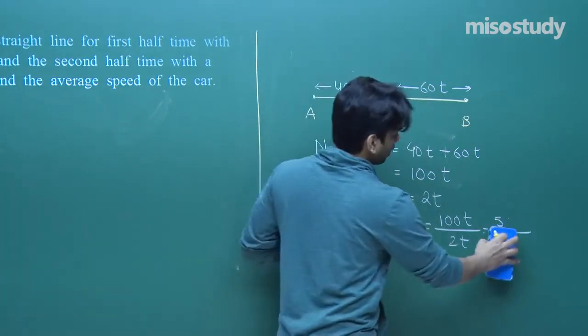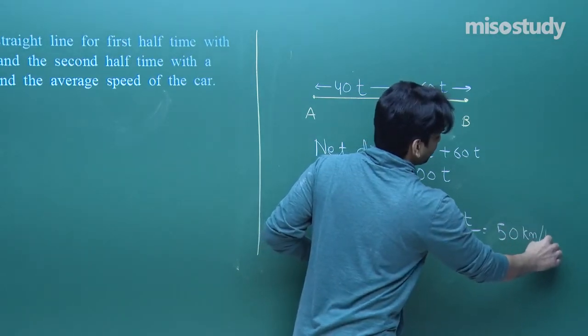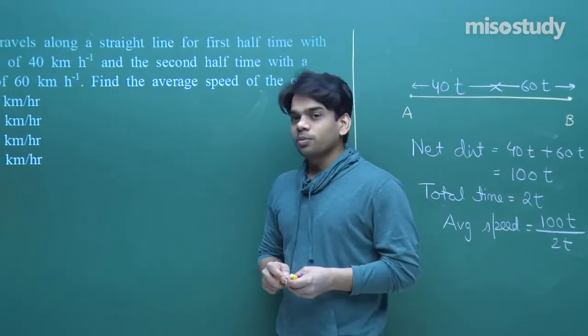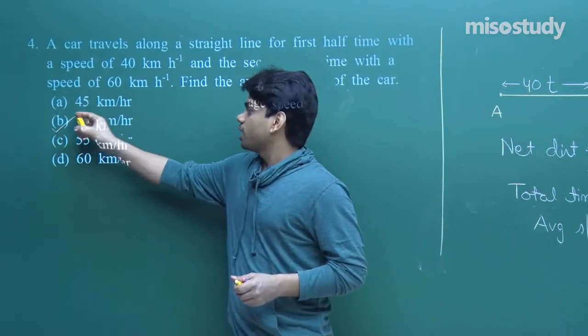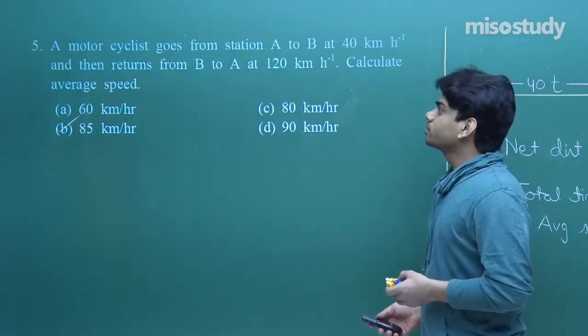50 km per hour, this will be the required answer. So the right answer will be option number B, that is 50 km per hour. Next question, without taking more time, let's solve the next question.